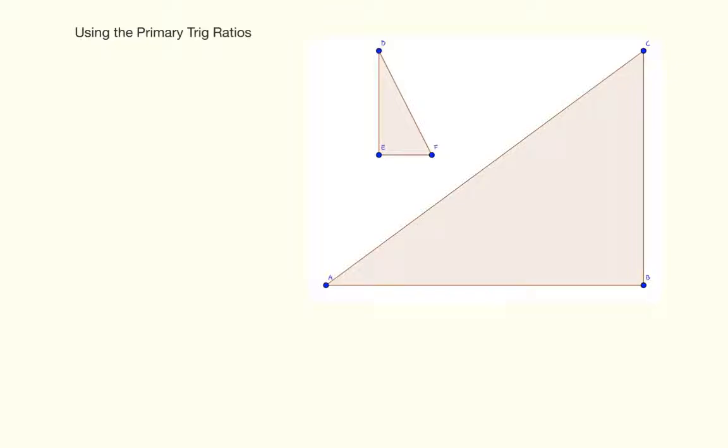Hi everyone, it's time to start using our primary trig ratios, sine, cos, and tangent. Remembering that sine, of course, is opposite over hypotenuse, cos is adjacent over hypotenuse, and tan is opposite over adjacent, right? We remember SOHCAHTOA from last time.